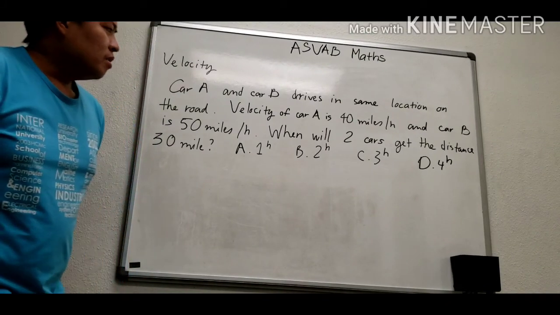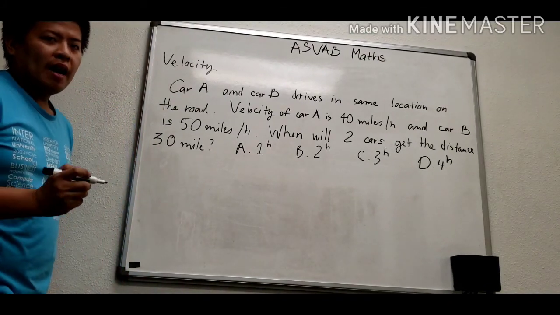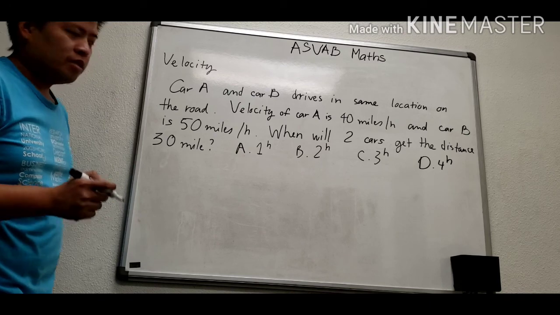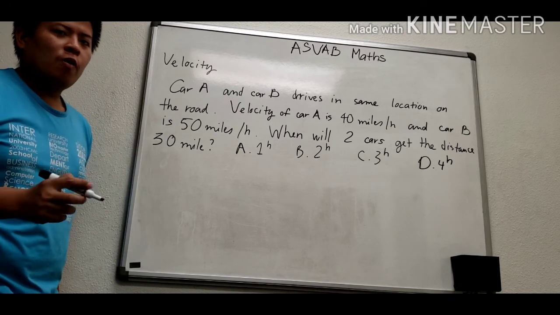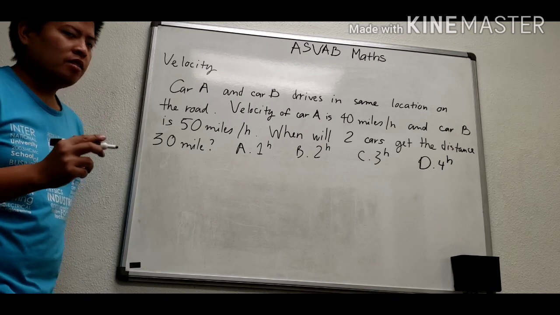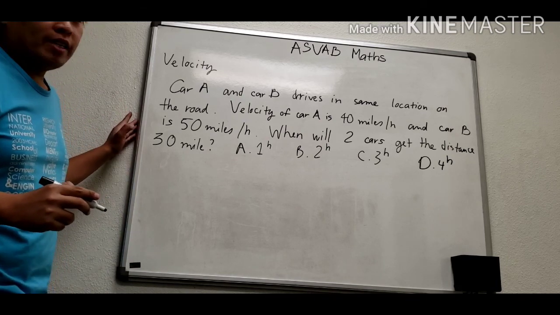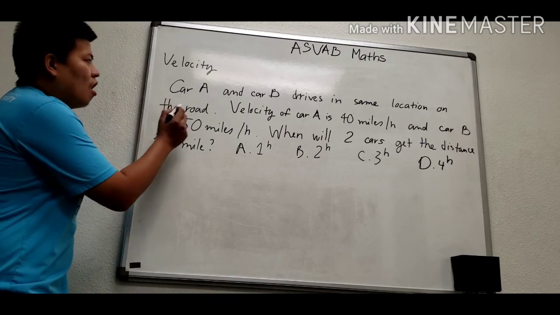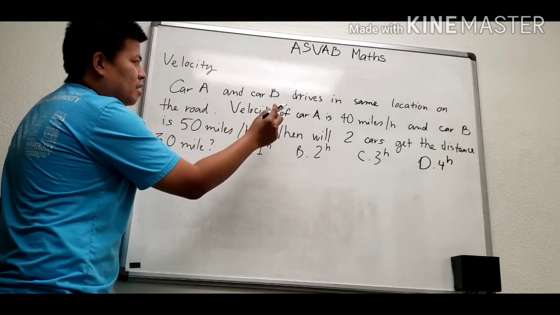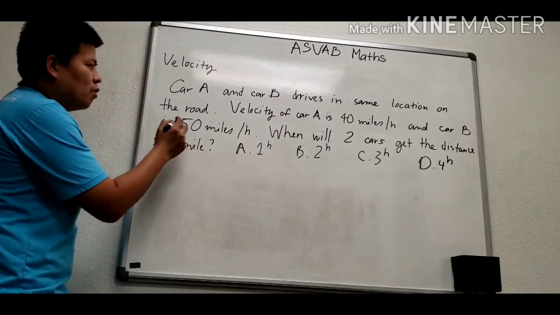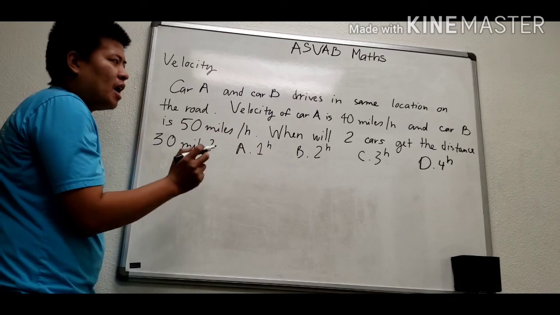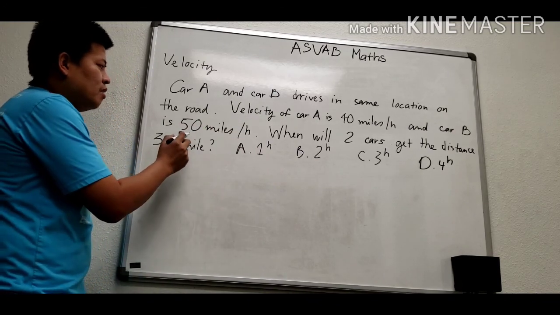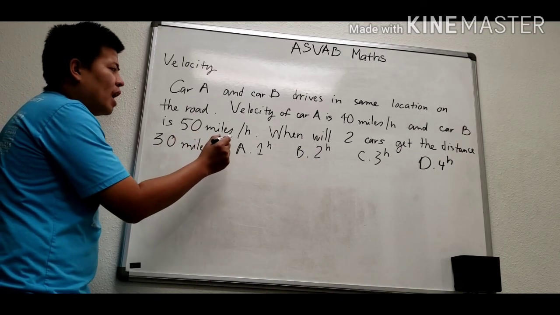Hello everybody, today I will talk about velocity. Right now car A and car B will travel in the same location, so I use a real example here. Car A and car B ride in the same location on the road. The velocity of car A is 40 miles per hour and car B is 50 miles per hour.